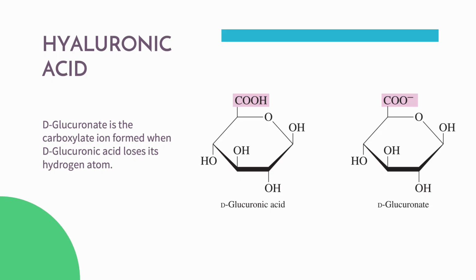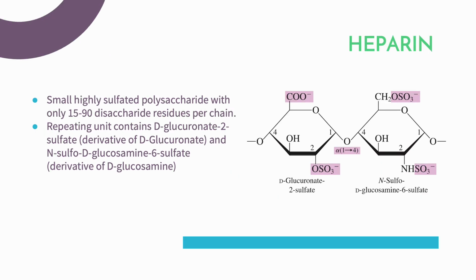D-glucuronate is a carboxylate ion formed when D-glucuronic acid loses its hydrogen atom. Hyaluronic acid can be found in our eyes, in our skin, and in our joints. Today, hyaluronic acid is very famous for being a component of cosmetic products.